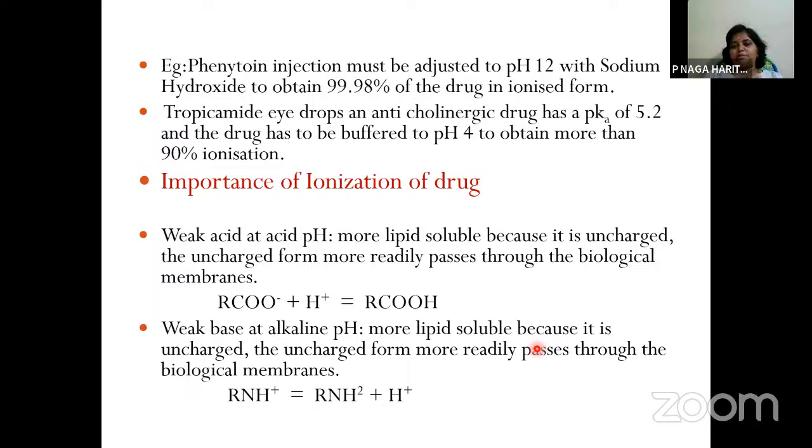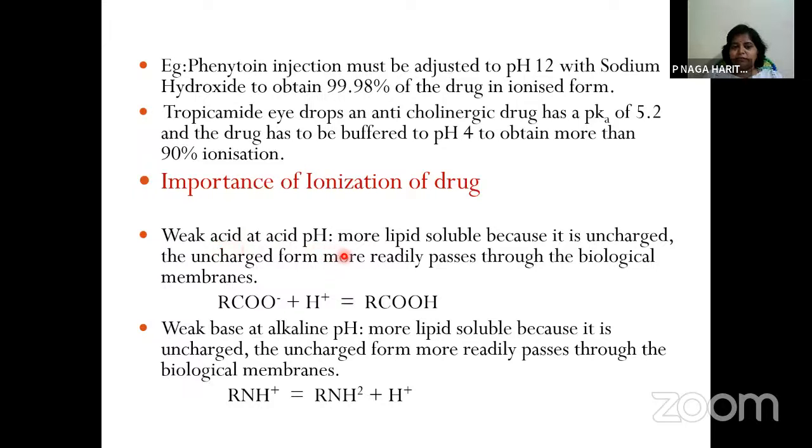Phenytoin injection must be adjusted to pH 12 with sodium hydroxide to obtain 99.98% of the drug in the ionized form. And tropicamide eye drops, an anticholinergic drug, has a pK of 5.2, and the drug has to be buffered to pH 4 to obtain more than 90% ionization. So what is the importance of this ionization of the drug?